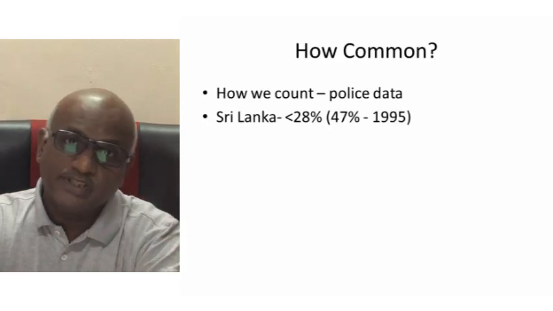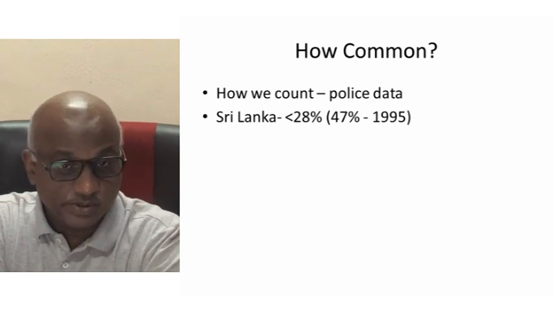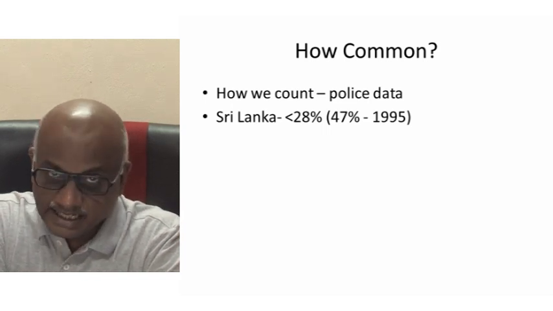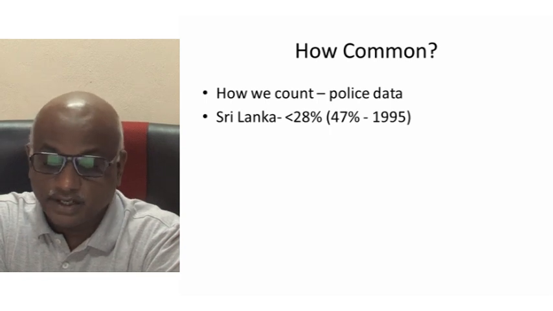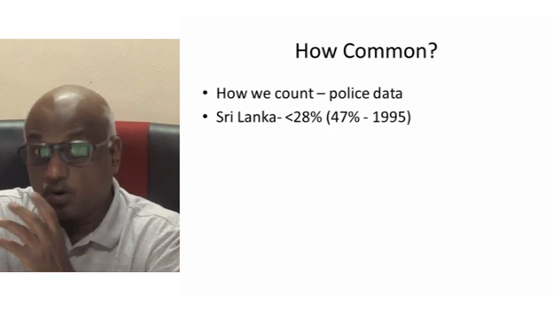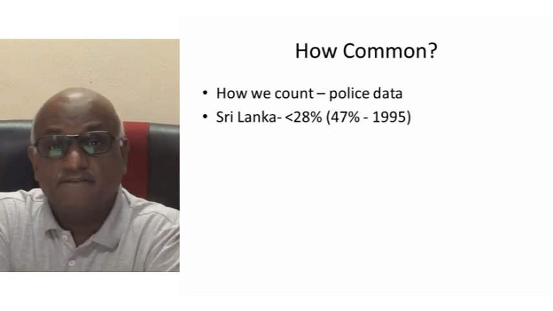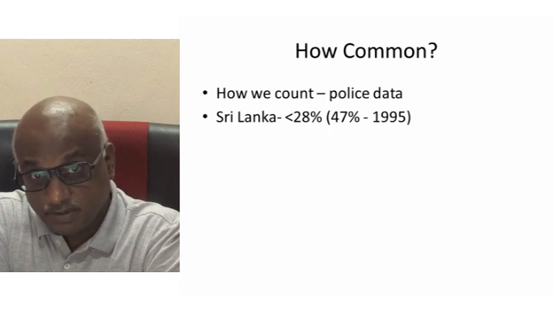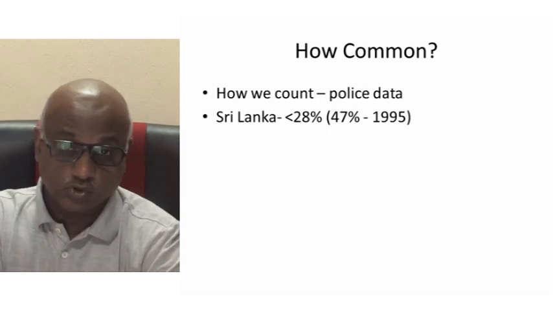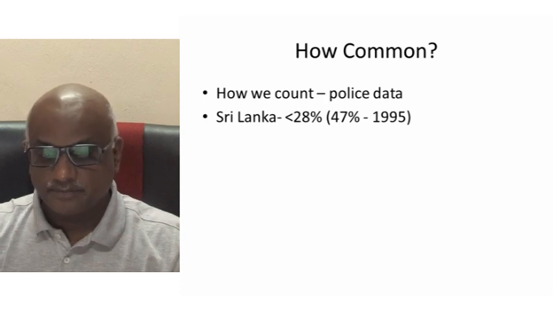So how do we count suicide rates? Unfortunately, in Sri Lanka, we use police data to count suicide because hospitals don't carry that data. And police data may not be very accurate. In Sri Lanka, the rate is about 28 per 100,000, though probably the real rate is a bit higher than that. In 1995, our rate was about 40 per 100,000, which was very high, and we ranked among the countries where suicide was most common. Still, it's a major problem in Sri Lanka. We will see some possible reasons for that.